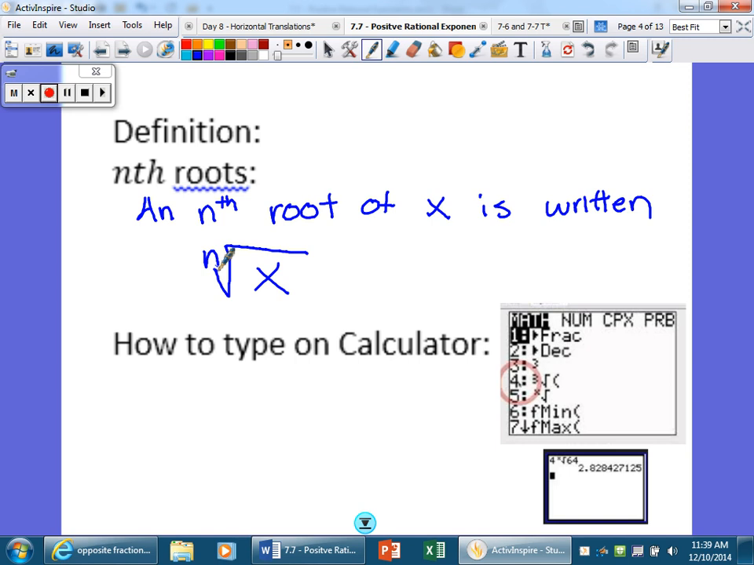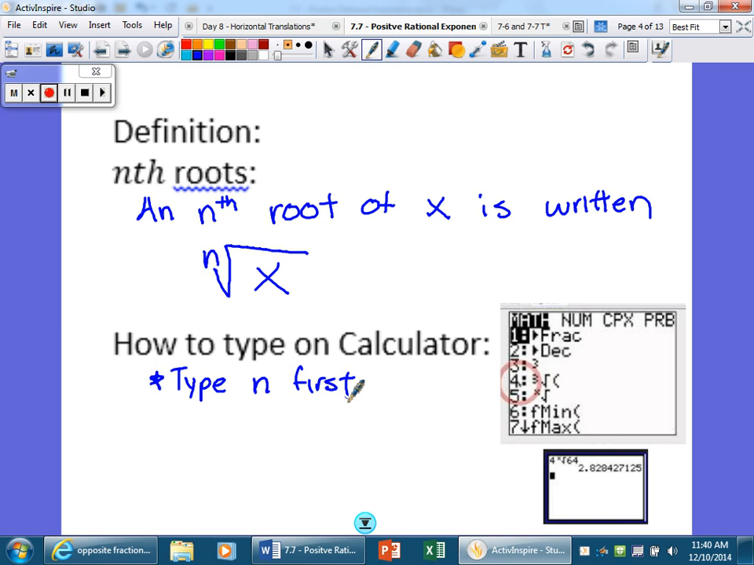Now to do that, you have to know how to type it into the calculator. So I put a couple screenshots up here so that you know. The main part is to always type n first. Okay, and remember, n is just going to be a number. It's going to be 3, 4, 5. You can do 2. It's fine.